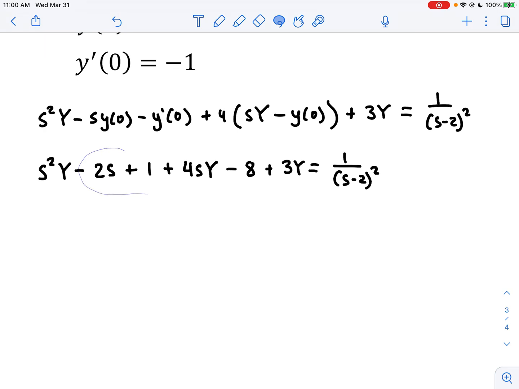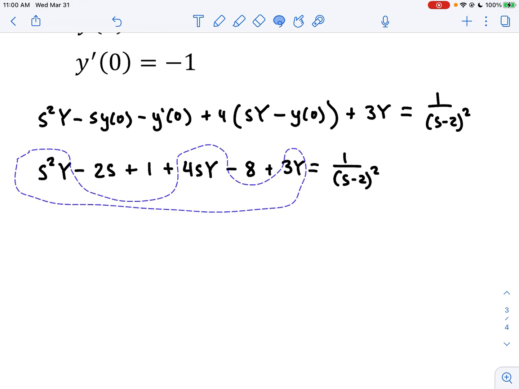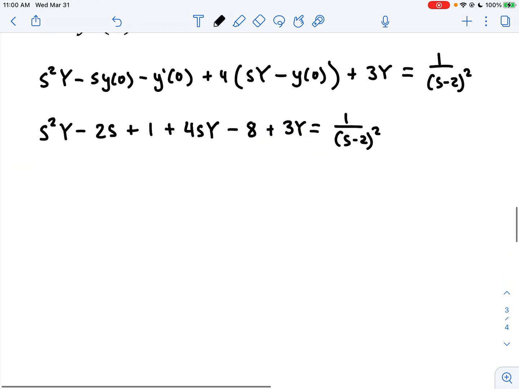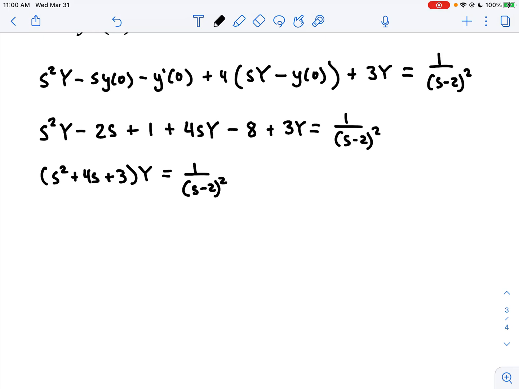Okay, and these 3 terms here can all be combined and moved over to the right side of the equation, and then all the terms that still have an s involved, which there's 3 of them, can stay on this side of the equation with the capital Y factored out. So that winds up being s squared plus 4s plus 3 times capital Y is equal to 1 over s minus 2 squared, and there are other terms I'm going to move over, so plus 2s. These together make negative 7, so then just add 7.